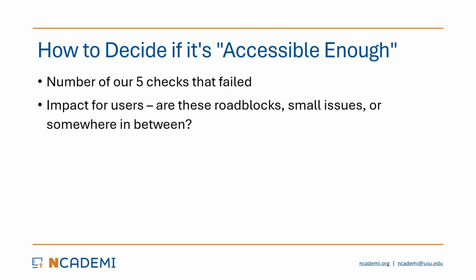Then we also may think about the impact for the users. So are the things that we found in our little test roadblocks? Are they smaller issues or are they somewhere in between? Roadblocks are things that will prevent them from getting information, period. It'll take away the independence of someone. Those are the kinds of things we want to think about when we think about impact for users.